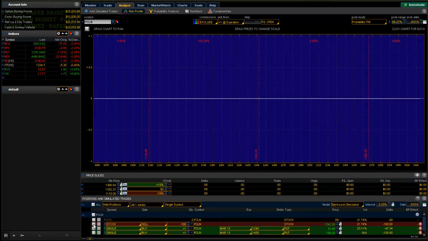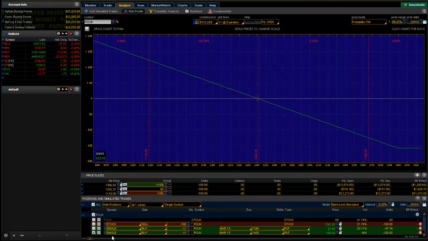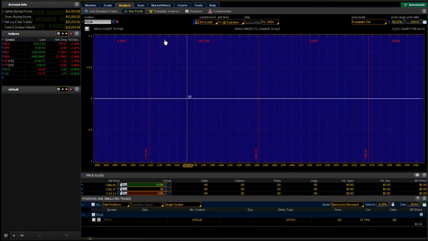Now, doesn't that look very similar to a deep in the money put, which has a delta of minus 100? It has no gamma, no theta, no vega. I mean, look at what that has. So, you know what? Hold on a second. Something's not right.